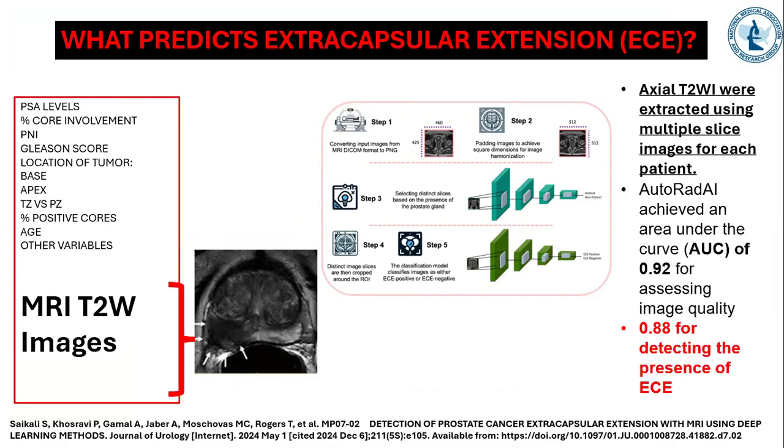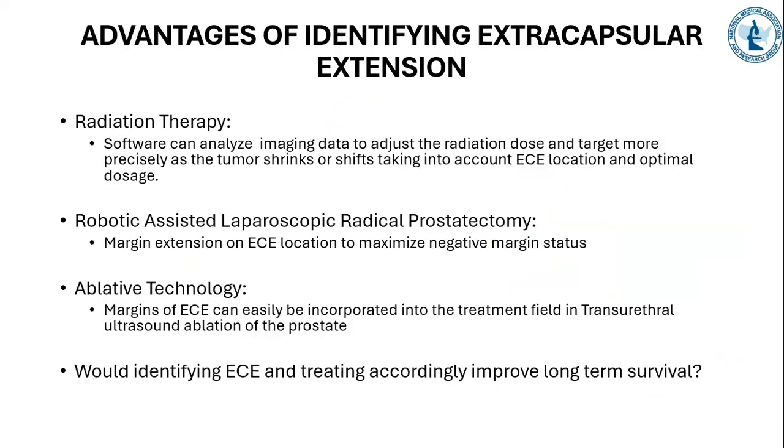My colleagues, Dr. Saitali and Khosravi, used this algorithm and were able to detect with 0.88 the presence of extracapsular extension. This is extremely important because it can affect how you plan for radiation therapy. If you are aware of where the cancer is located, you may optimize the dosage on that area. The same goes for extending margins in robotic assisted laparoscopic radical prostatectomy, and of course, I extend the margins as I do ablative technology treatments with my patients.